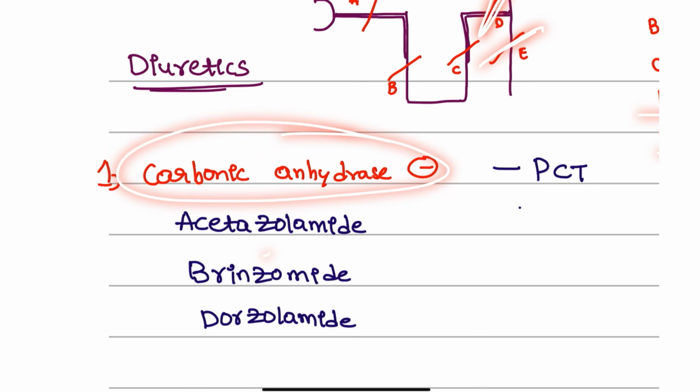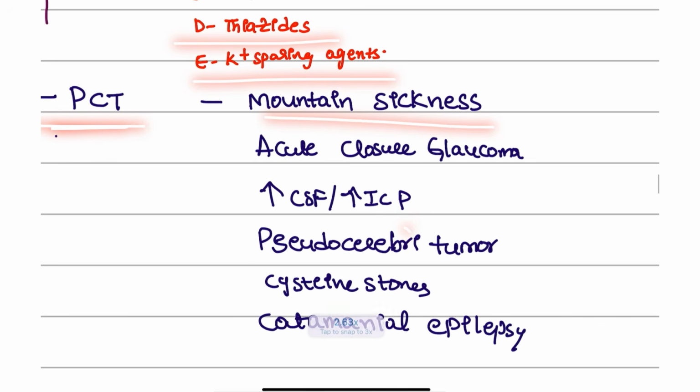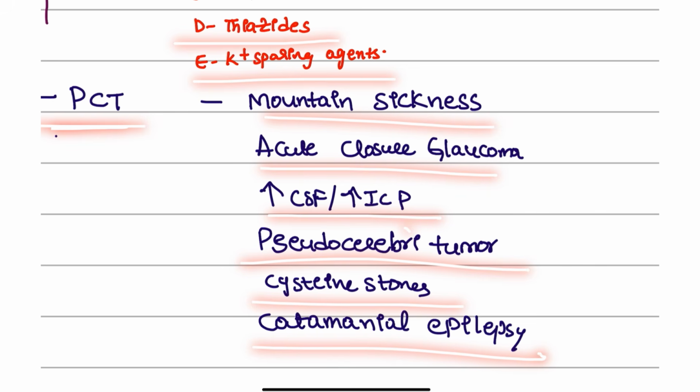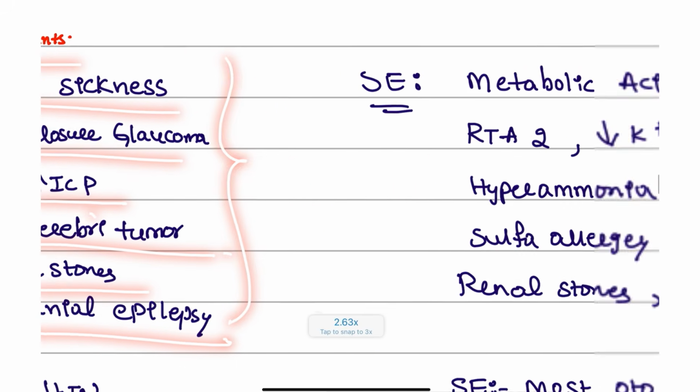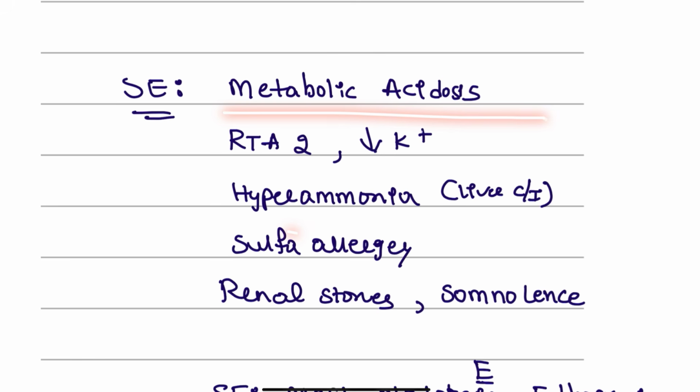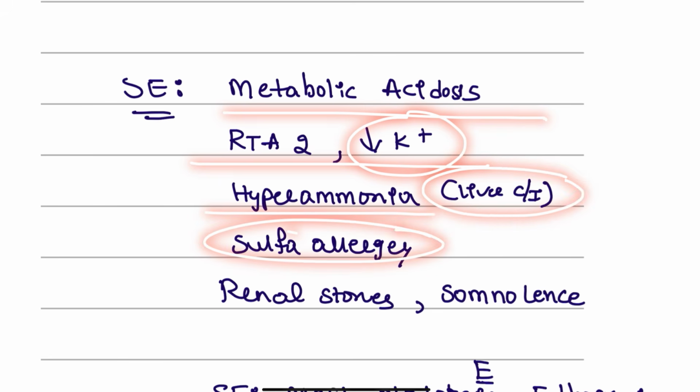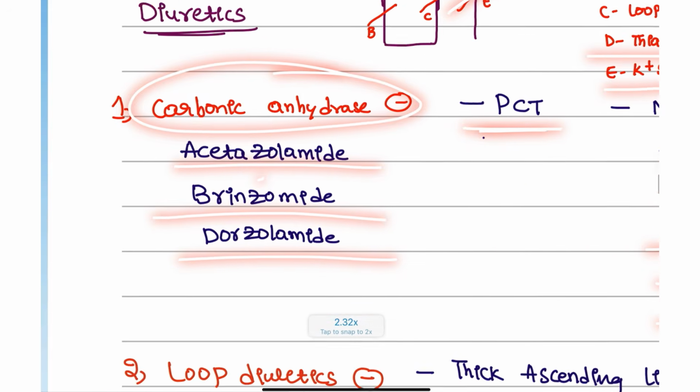Next, carbonic anhydrase inhibitors. This acts in the PCT. What are the drugs? Acetazolamide, brinzolamide and dorzolamide. So what are the uses? Mountain sickness, acute angle closure glaucoma, increased CSF fluid or increased intracranial tension, pseudotumor cerebri, cystine stones, and catamenial epilepsy patients also we can use. So these are the common uses. What are the side effects? Metabolic acidosis will be seen, increased RTA type 2 risk, decreased potassium, hyperammonemia, contraindicated in liver diseases, sulfa allergy, renal stone accumulation and somnolence. So these are the side effects of the carbonic anhydrase inhibitors.